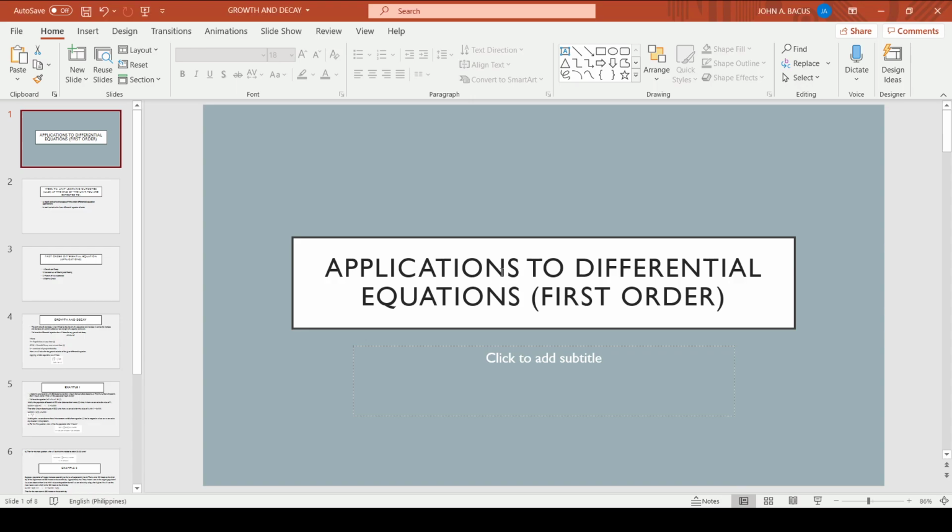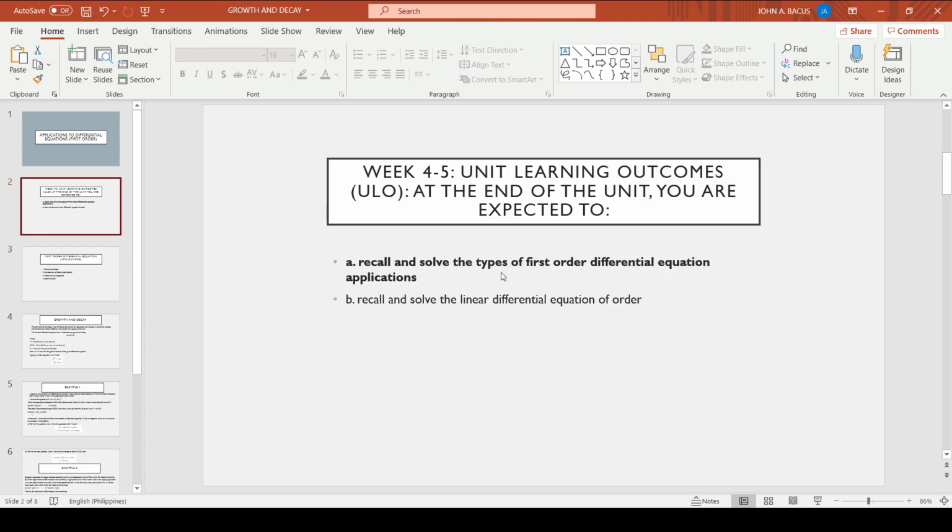So for the next topic, which is the application, we have this under our unit learning outcomes A. Recall and solve the types of first order differential equation applications. That's your ULO A for the next 2 weeks.